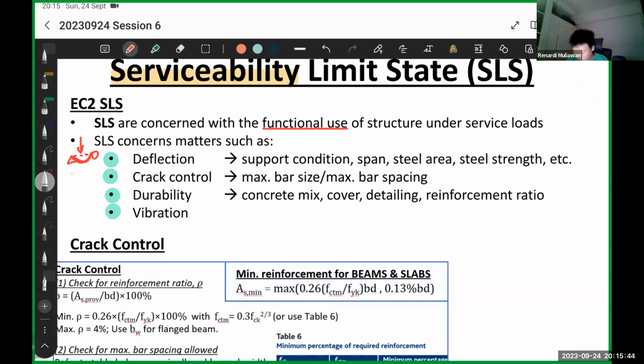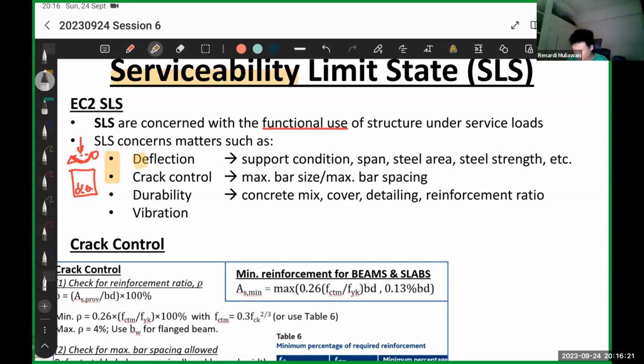For crack control, let's say this is your cross section. If you put the bars too wide apart, or your bars are too small, cracks can form. So that's crack control. Durability and vibration I won't really cover, but durability means how long the concrete can last. Vibration is basically vibration levels. There's a limit on how much the building can vibrate. For this course, we will focus mostly on these two only, deflection and crack control.